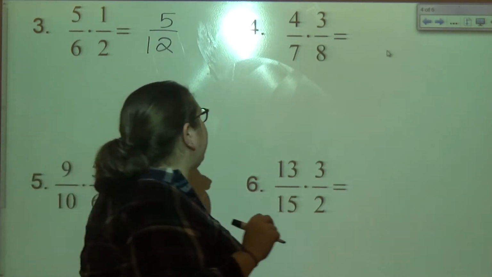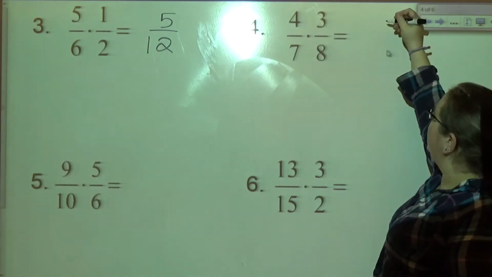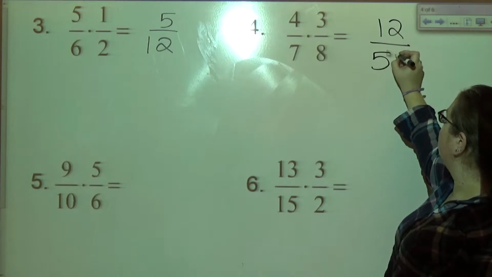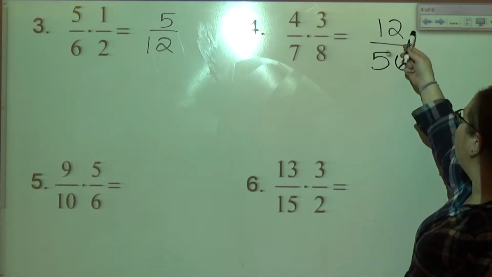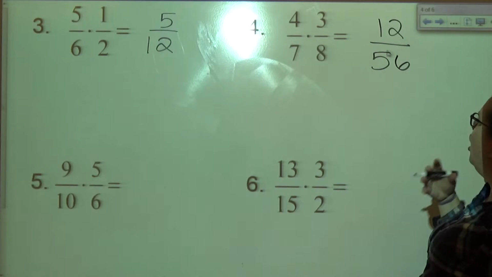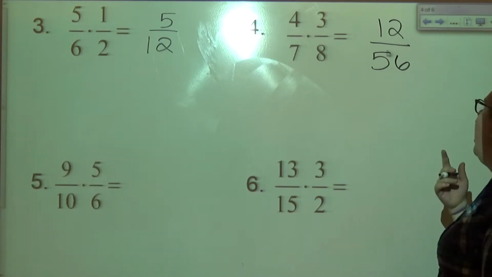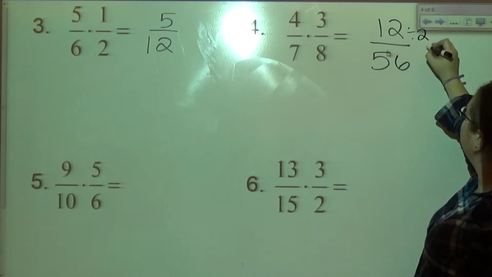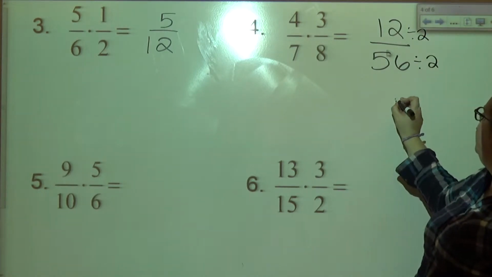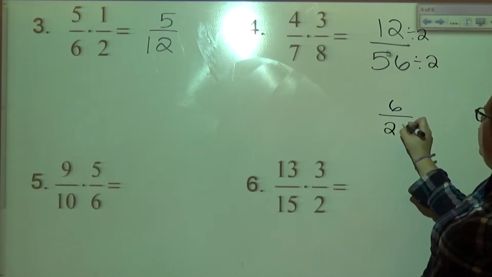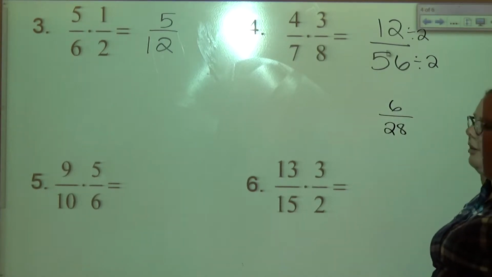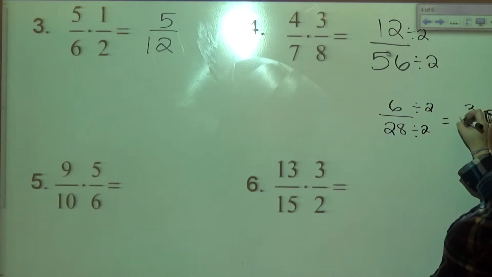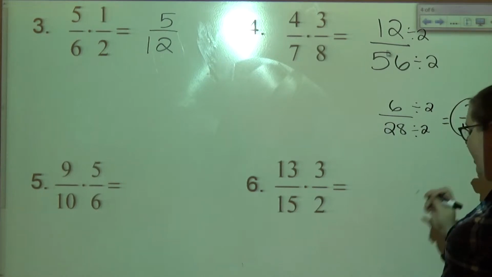Alright, so let's simplify this. 4 times 3 is 12. 7 times 8 is 56. We can simplify this though. What number divides into both? For me, personally, I always recognize, oh, they're even. I'm just going to divide by 2. So let's divide by 2. And you get 6/28. But then, oh, I can do that again. Divide by 2. Divide by 2. 3/14 is the answer.